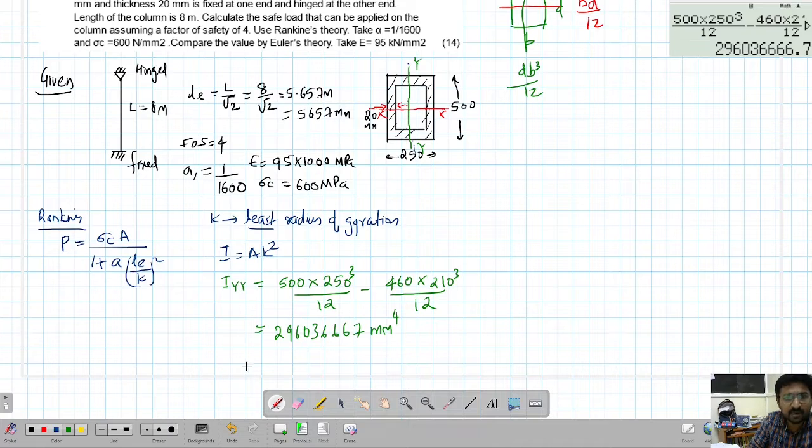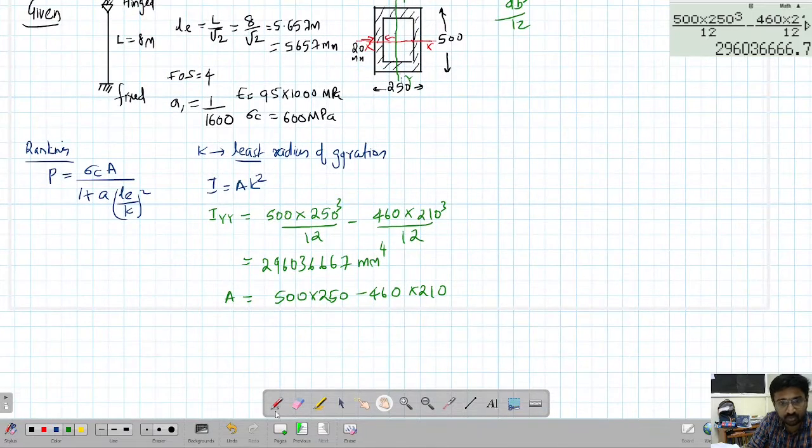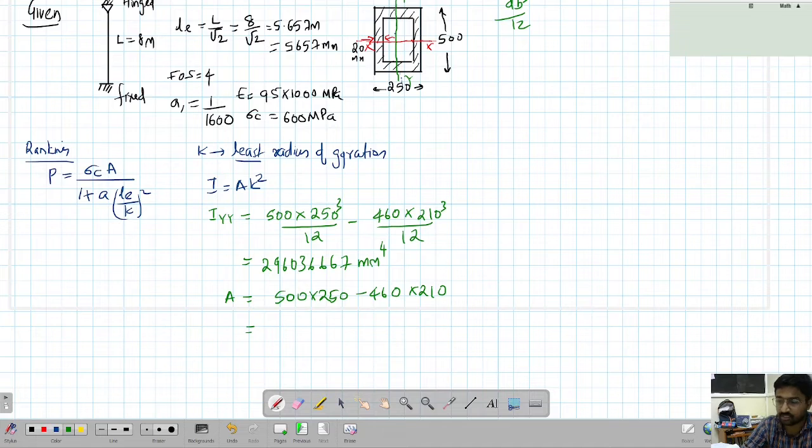Now what is the area? Area of this is nothing but 500 times 250 minus 460 times 210. So we'll just quickly calculate. The area calculation, I think it is clear. 500 times 250 minus 460 times 210. So this is 28400.